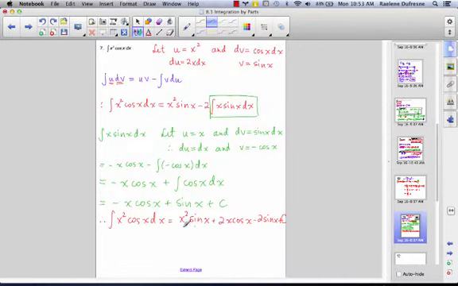So then if this is a function y, y prime should work out to be x squared cosine x. And I encourage you to double check that to make sure.